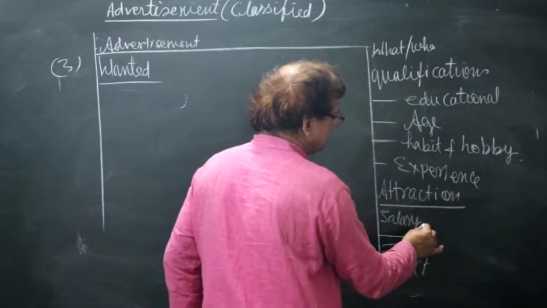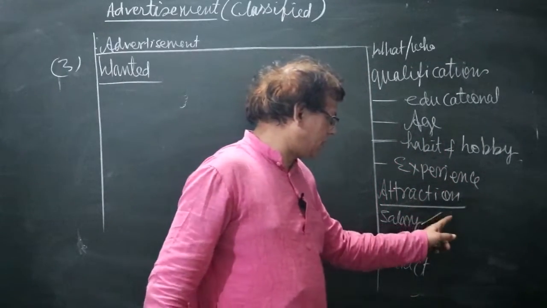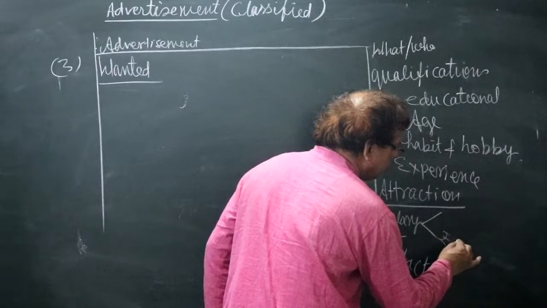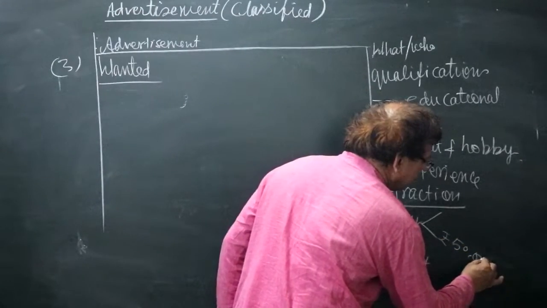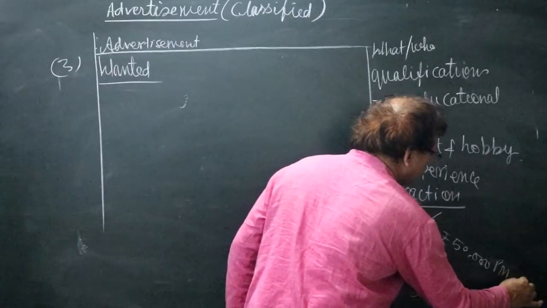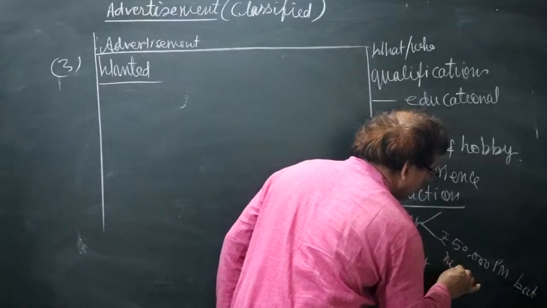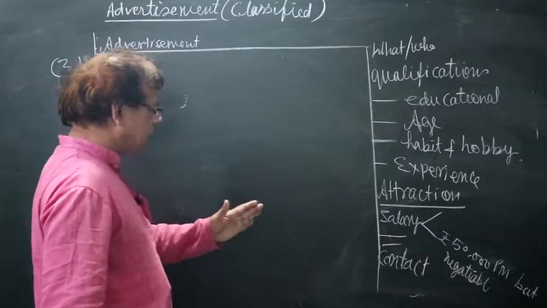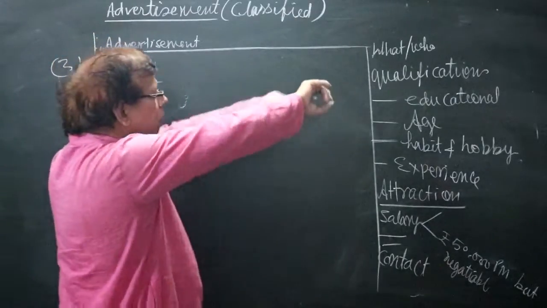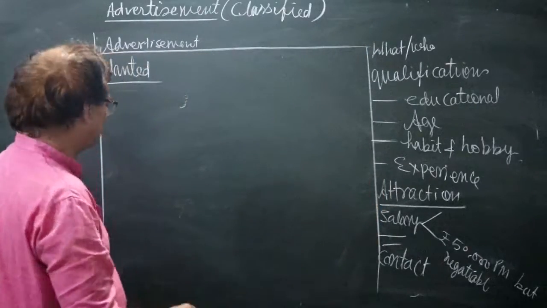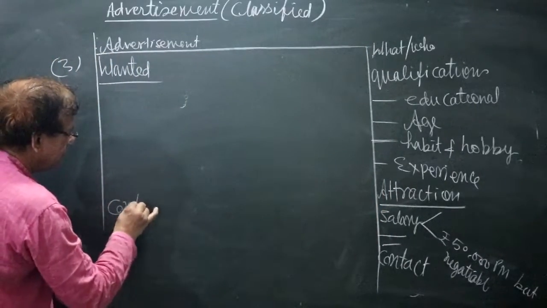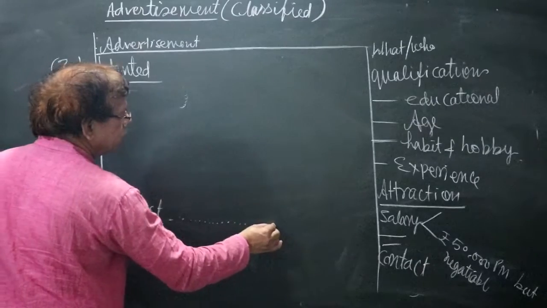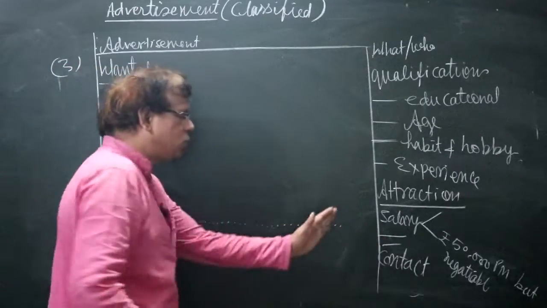Salary has 3 styles. Number 1 style, attractive salary. Number 2 style, salary rupees 50,000 per month but negotiable. Then contact. After throwing light on all these important things, contact. Contact in between 10 a.m. to 5 p.m. If you want to write to, then manager.